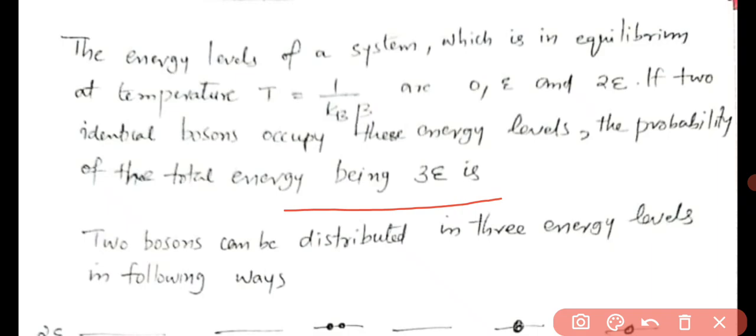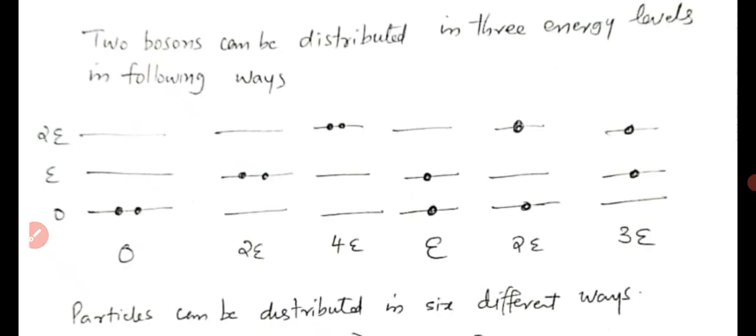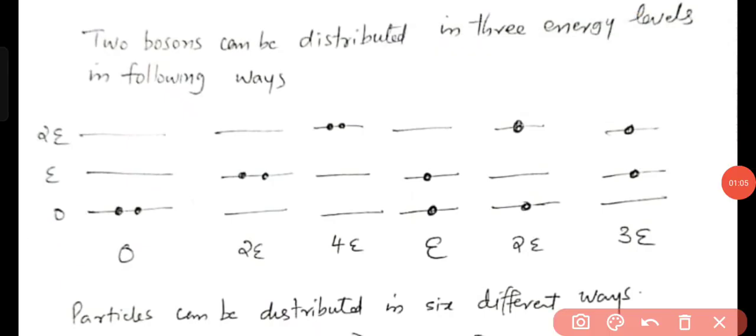So we have two bosons which can be distributed in 3 energy levels. The number of possible distributions is given by this. We have 3 energy levels, 0, epsilon, 2 epsilon. And the 6 different ways of distributing the particles are given here.